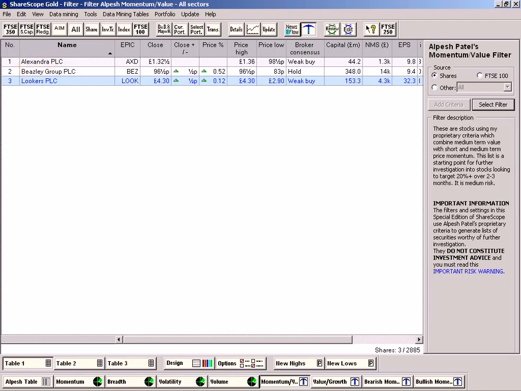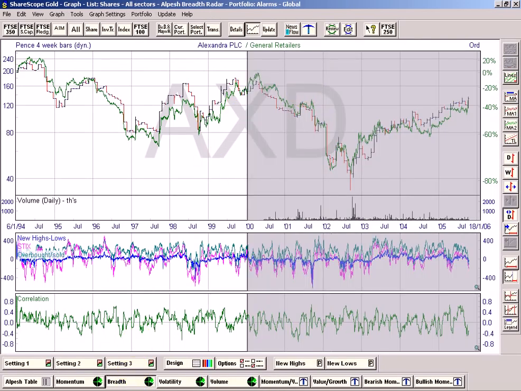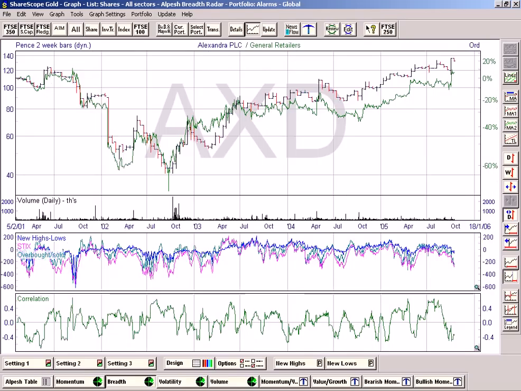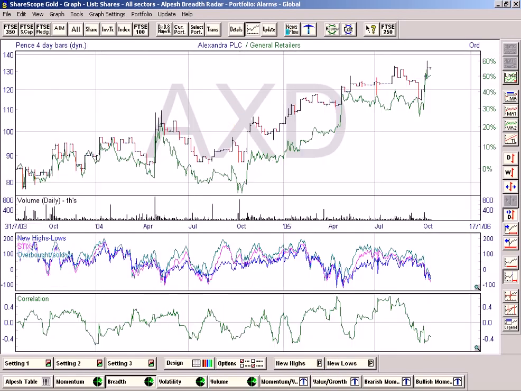And remember, I'm looking to target 20 to 25% plus in a 6-month period with my momentum value related stocks. What essentially they're telling me is bullishness backed up by good value, upward trend. One of the things that I will often do when I'm looking at these stocks, as well as having clicked this, is then click the breadth indicator, or the breadth radar over here, and that graph, in this case for Alexandra, Beazley and Lucas, which are the three on our filter, will give me some idea of market breadth, new highs, new lows, and so forth.